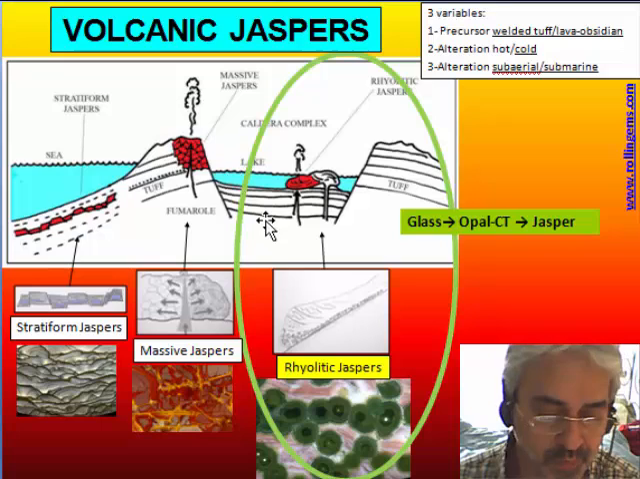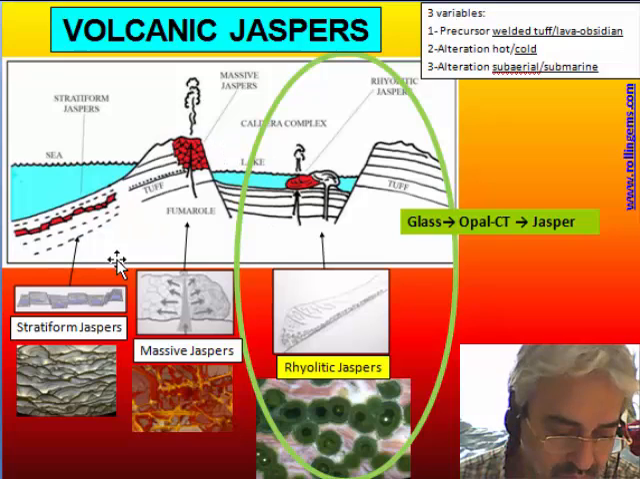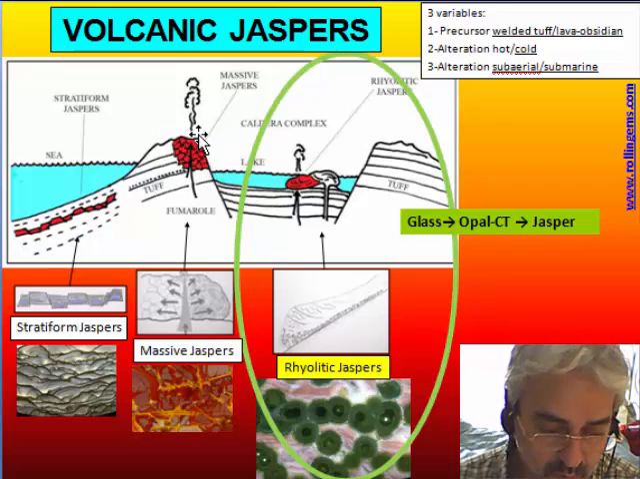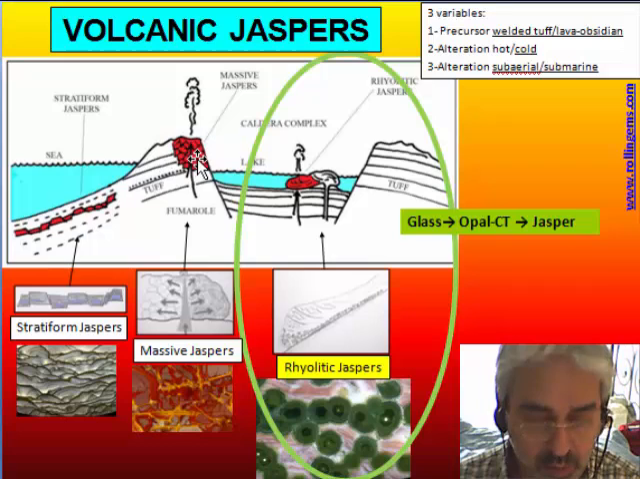So the three groups of volcanic jasper we see, the two we saw before, are formed above tuff, one in the proximal area and another in the distal area. So this is more hot and mostly subaerial, and this is more cold and mostly submarine.